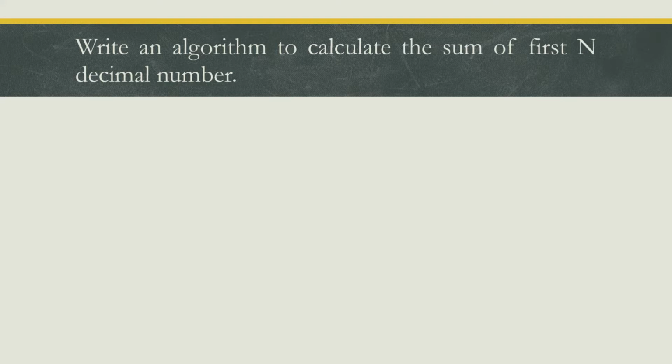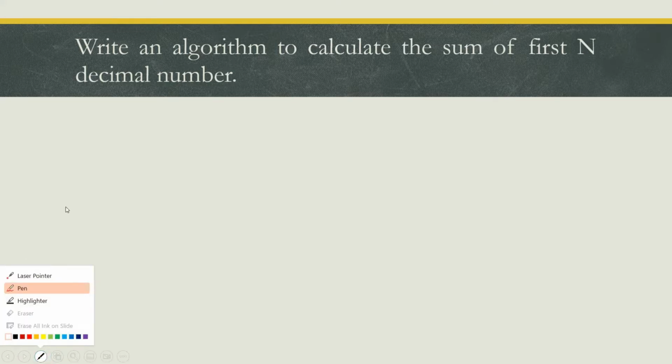So what is the first problem here? Write an algorithm to calculate the sum of first n decimal numbers. So in this case you have to consider decimal numbers starting from the first, that is 1, because I will not consider 0 in this case, because 0 plus anything, that number is all the same number, right? 0 plus 1 is equal to 1, 0 plus 2 is equal to 2. So in this case the first number is 1.